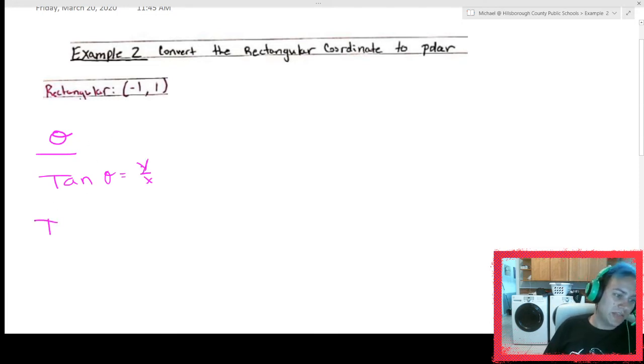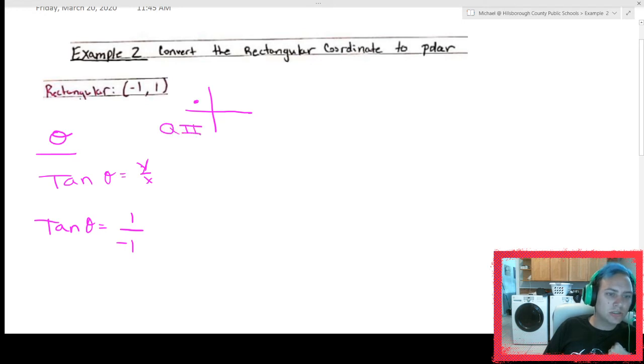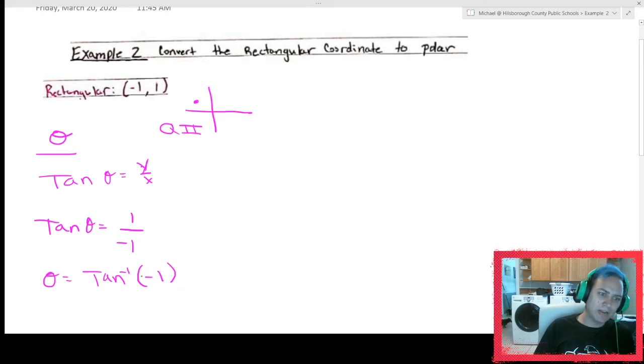I don't know what theta is, right? That's the goal of this right here. But I do know the y value is 1, and the x value is -1. And now remember, when we do inverse tangent, which we're going to have to do here, we have to think about quadrants, and that's really important here. If I were to graph this rectangular point, -1, 1, what is important to remember is that this is going to be in quadrant 2. So when I come down here to figure out what theta is, I'm going to have to take the inverse tangent of both sides. So the inverse tangent of tangent theta is theta. And we'll put tangent inverse over here of 1 over -1, which ultimately just simplifies to -1, right? 1 divided by -1 is -1.